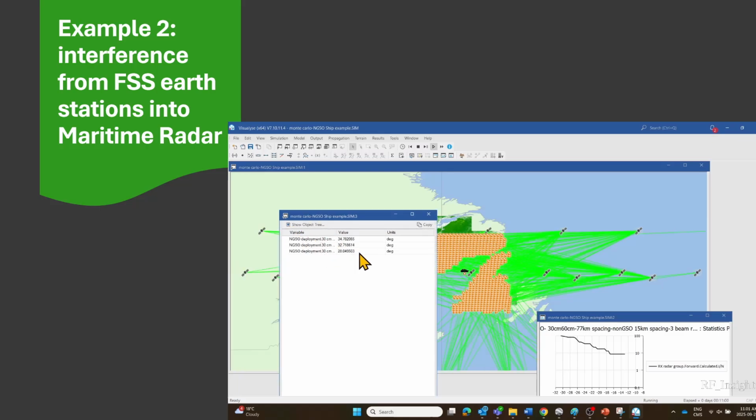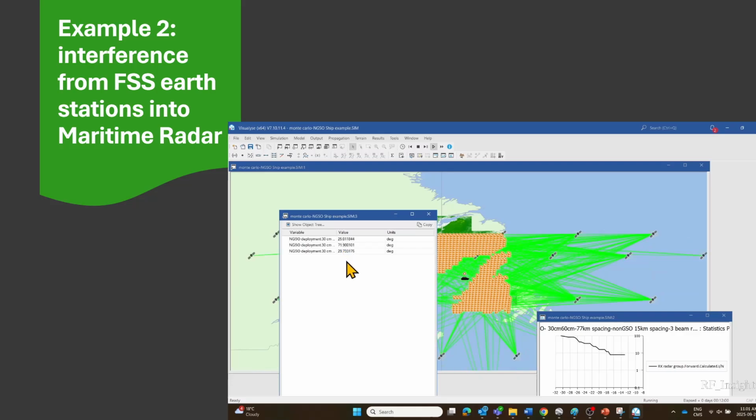So here you see some of the parameters. This one is the elevation angle of the satellite stations on the ground, and how the elevation angle changes as the satellites move around. There are a lot of parameters that you can monitor here.